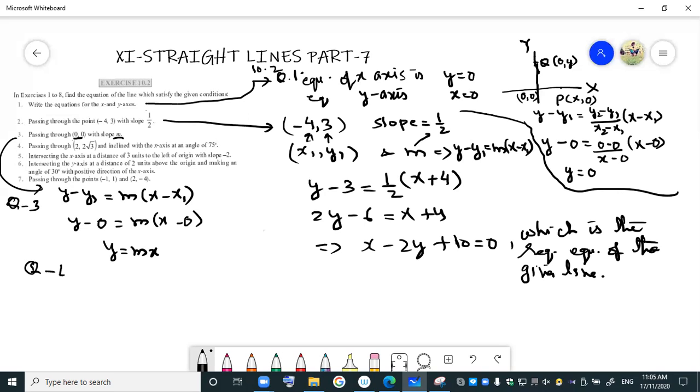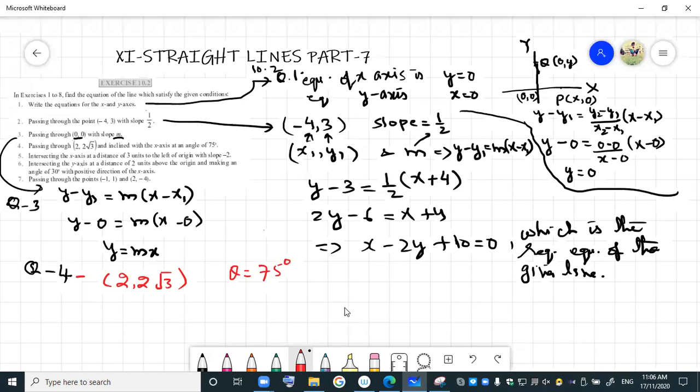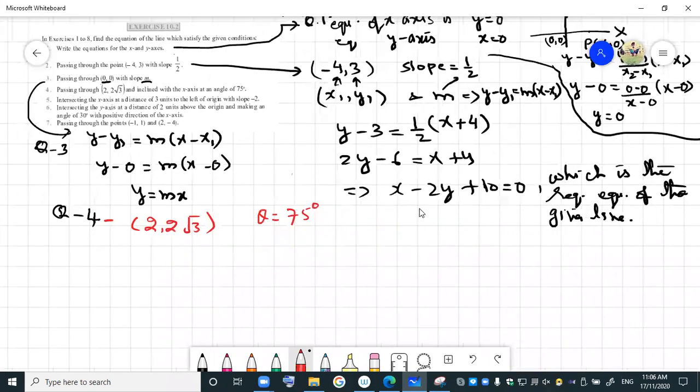Question number 4: a line passing through the point (2, 2√3) and inclined with the axis at an angle of 75 degrees. So the angle of inclination theta is 75 degrees. Find the equation of the line. So we have to find m, the gradient, and (x1, y1) is given. The same formula as in question number 3 will be used.